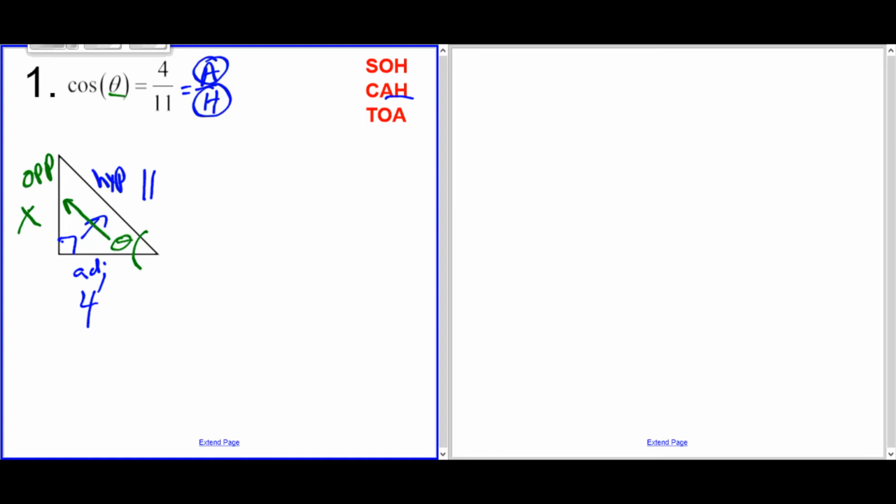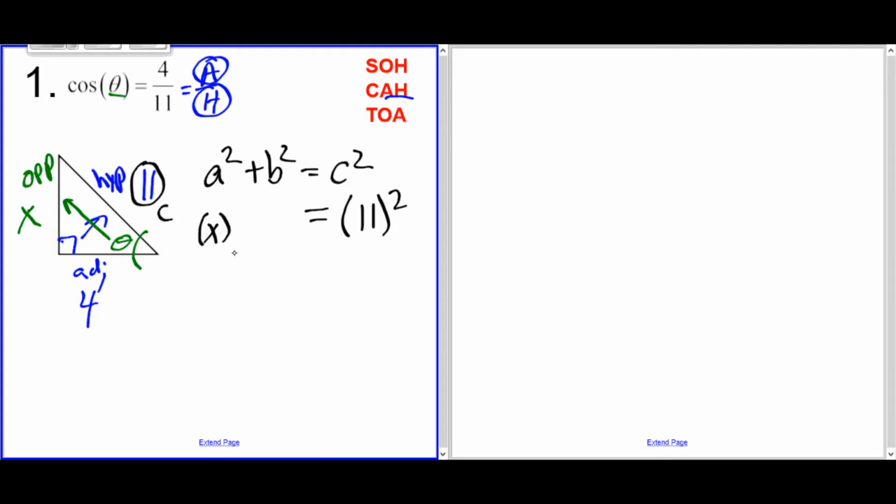In order to find the opposite, we're going to use the Pythagorean theorem. a squared plus b squared equals c squared. This is going to allow me to find the opposite side. So remember, in a right triangle, the hypotenuse is always your c when you're using the Pythagorean theorem. So I'm going to plug in 11 for c, so this will be c squared, which will be 11 squared. And then my a and my b doesn't matter. I could just choose x to be my a and then 4 to be my b. So x squared is just x squared. 4 squared is 16, and 11 squared is 121.